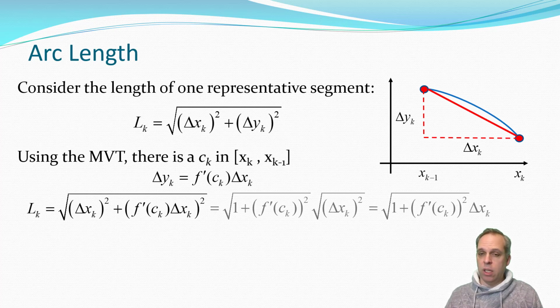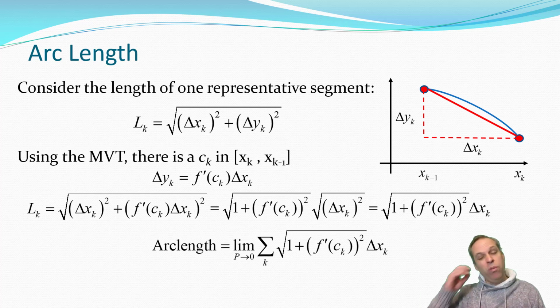Square everything out, take out common factors, and then simplify the square root of the square. Remember, the change of x in my picture here is positive, so I don't need an absolute value. That gives you another way to represent the length of the line segment, but in terms of the derivative at some point being squared.